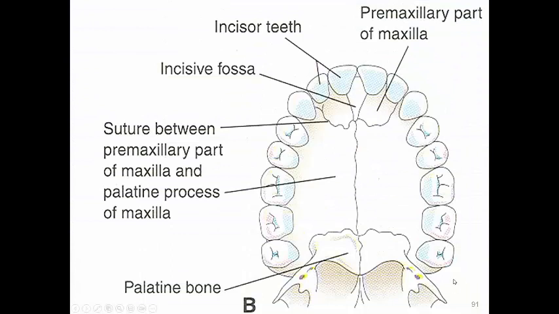If we look at an adult palate, we can see the premaxillary part with the incisive fossa, then we have the intermaxillary suture or interpalatine suture, then we have the palatine bones, and we can see the palatine processes of the maxilla.